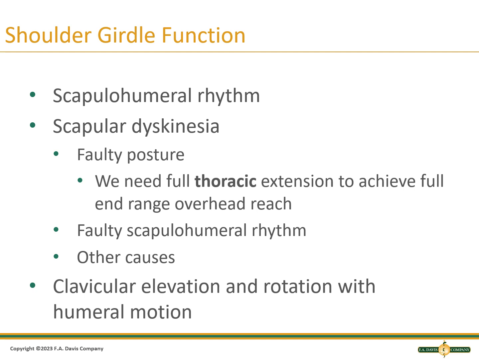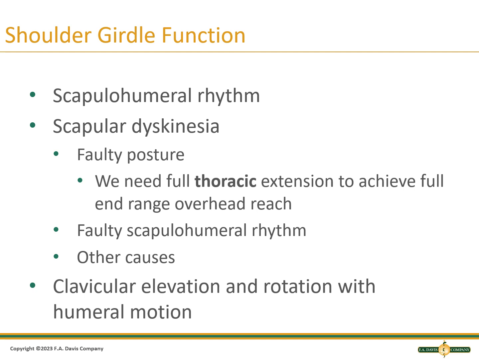Scapular dyskinesia, so that's going to be dysfunction of the scapula in the way that it moves, and that can be caused by a couple of things. We talked about how posture influences scapular positioning, and faulty posture can also contribute to scapular dyskinesia, because if we have the thoracic spine sitting in an improper alignment, then we're going to have muscles pulled in an improper direction. And when they're not pulling in the right direction, or they don't have the adequate excursion length, then they're not going to function properly and cause dyskinesia. So we need full thoracic extension to achieve full end range overhead reach.